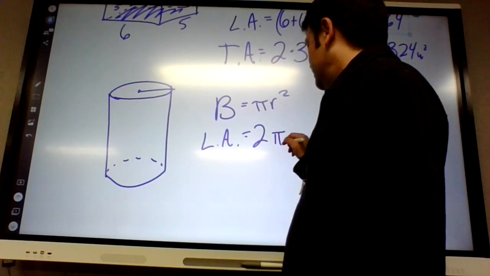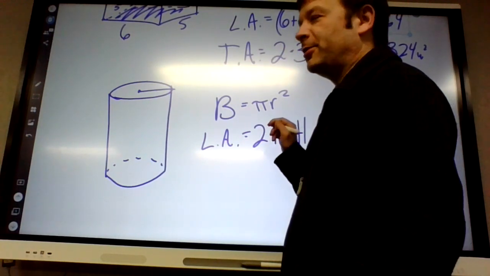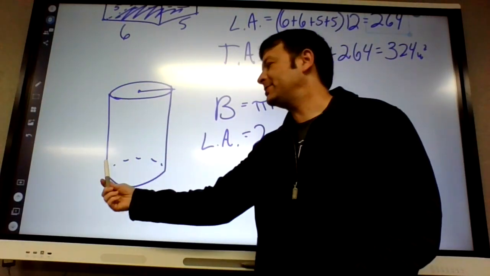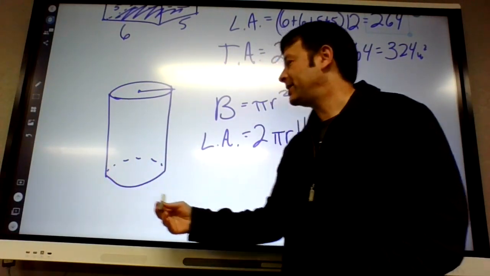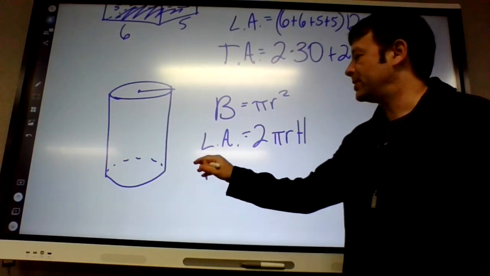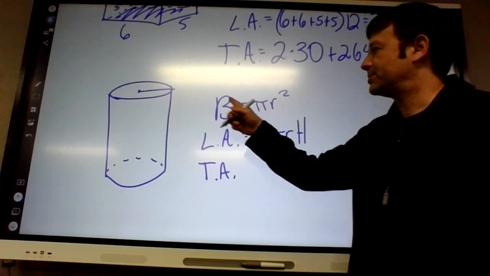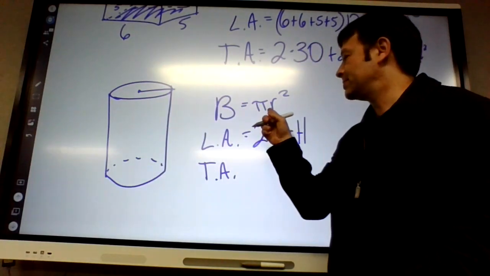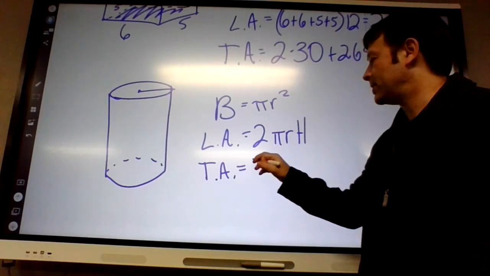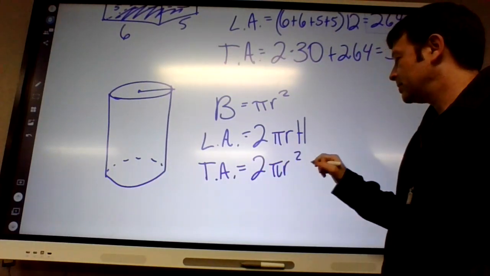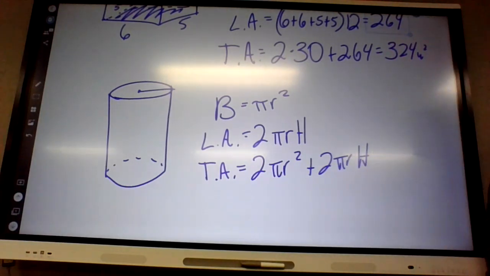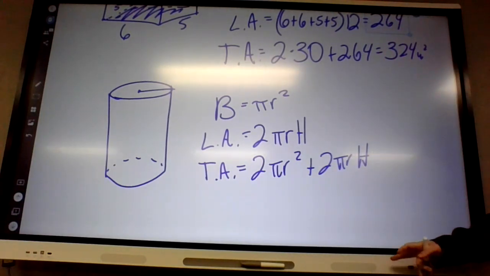I'm guessing you guys did that from your notes. Yeah, instead of perimeter times height, it's circumference times height. So it's the same idea. And then the total area, it's the same thing. Its total area is two bases, two of these, plus this. So I guess you could write it out: 2 pi r squared plus 2 pi r h.